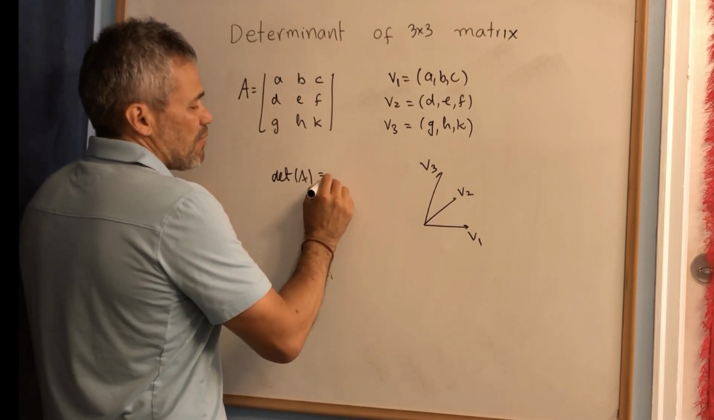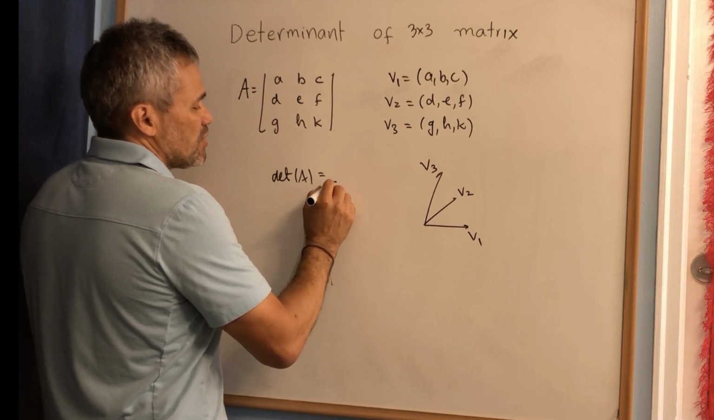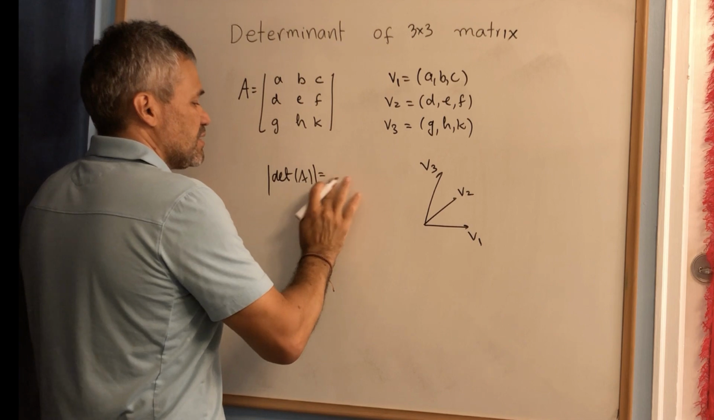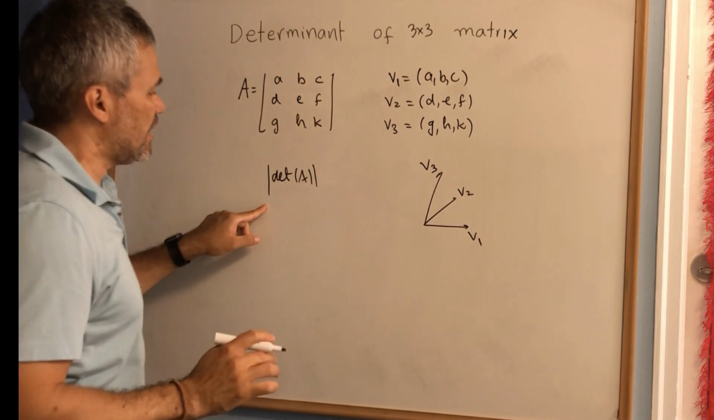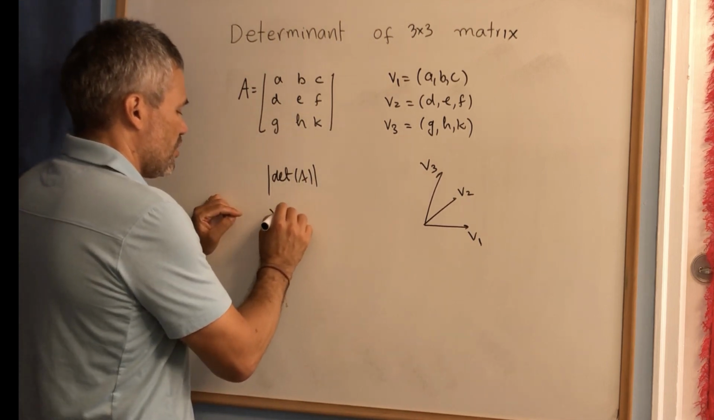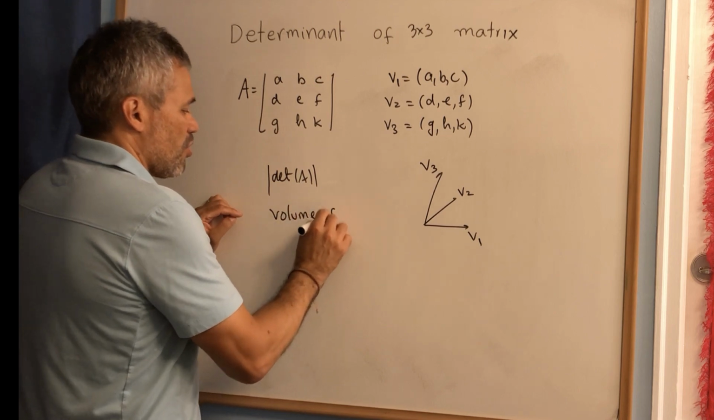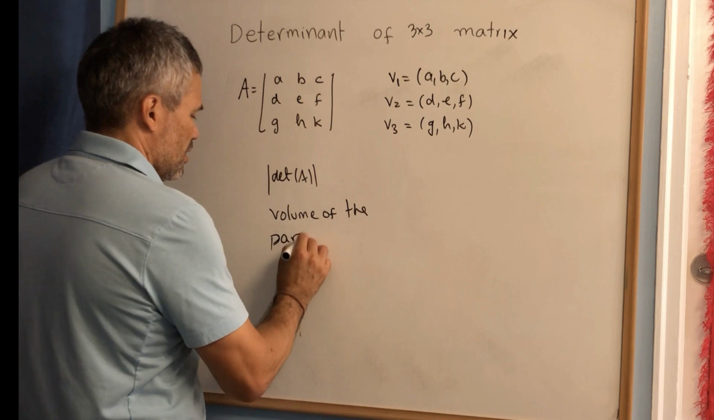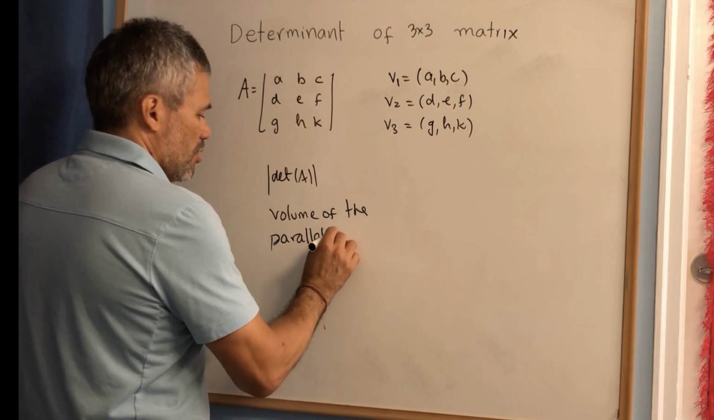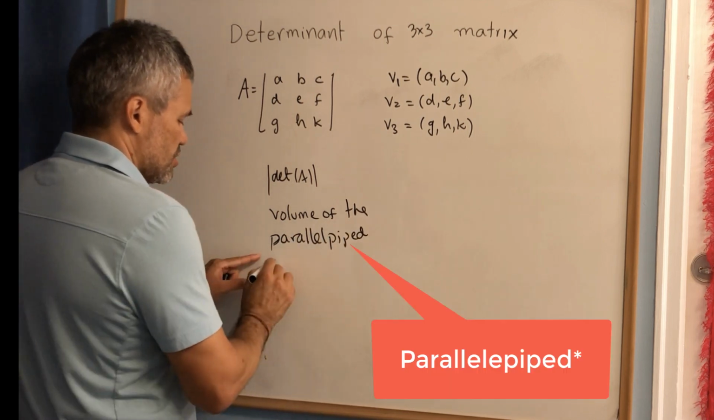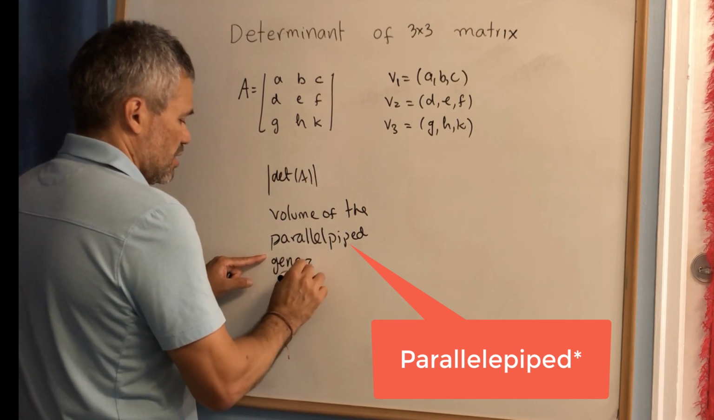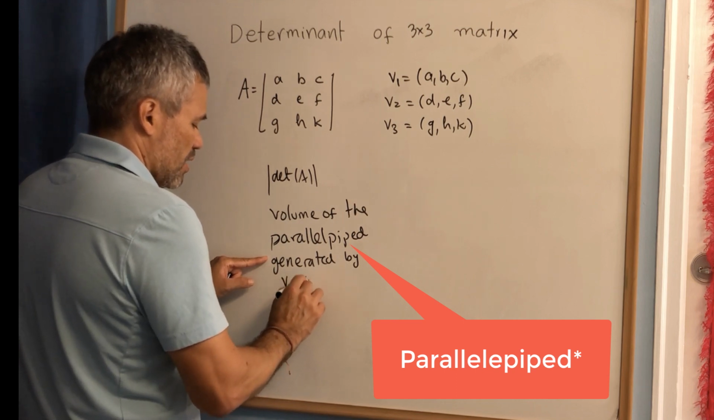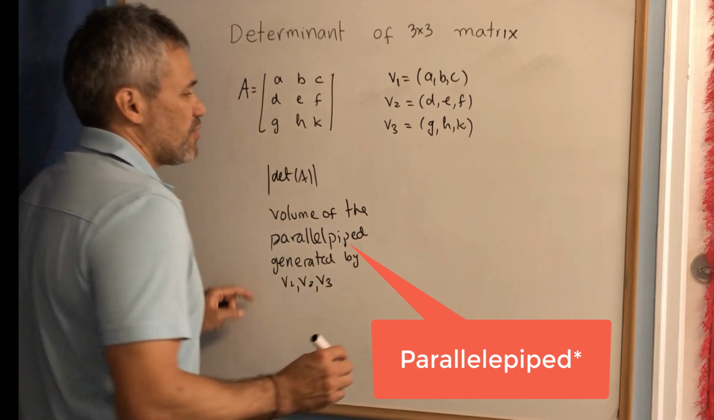Then let's forget about if it is positive or negative, but let's think about the absolute value of the determinant. This number represents the volume of the parallelepiped generated by B1, B2, and B3.